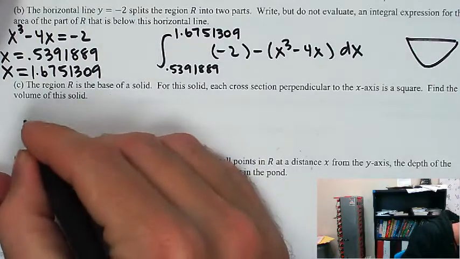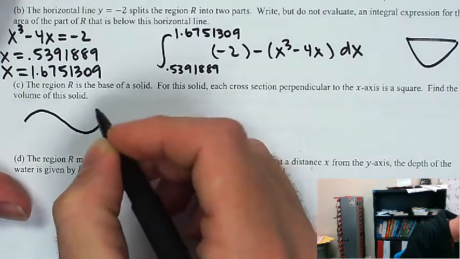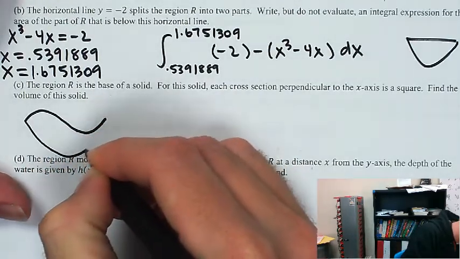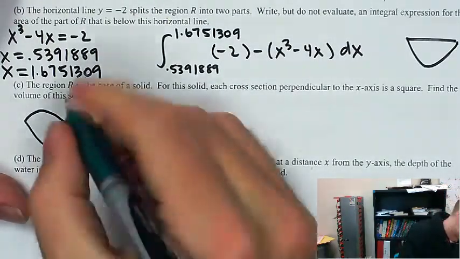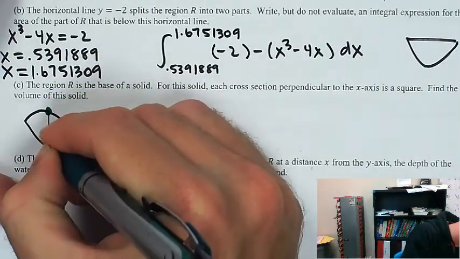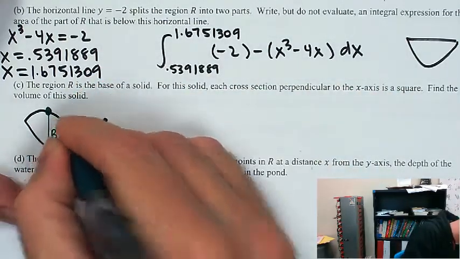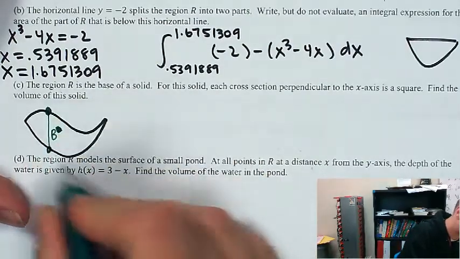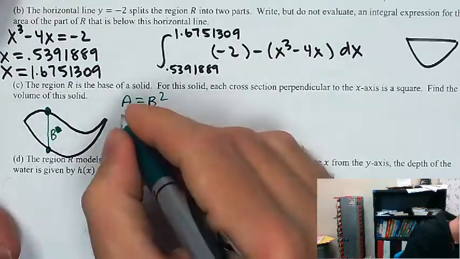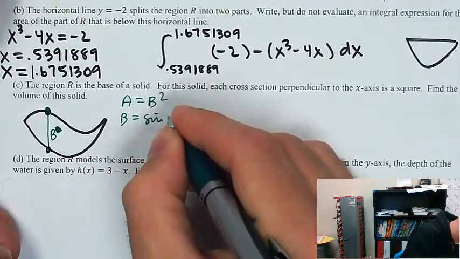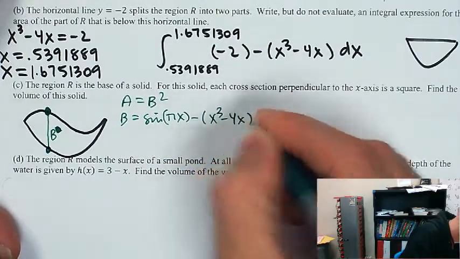All right, I'm going to try to replicate this. That's the best I got. Okay. Cross-sections are perpendicular to the x-axis, and they're squares. I just did one like this, but it's fine. No, that's the base. Okay. Over here, I know area of a square is base squared. This base is top minus bottom, sine of pi x, minus x to the third minus 4x.